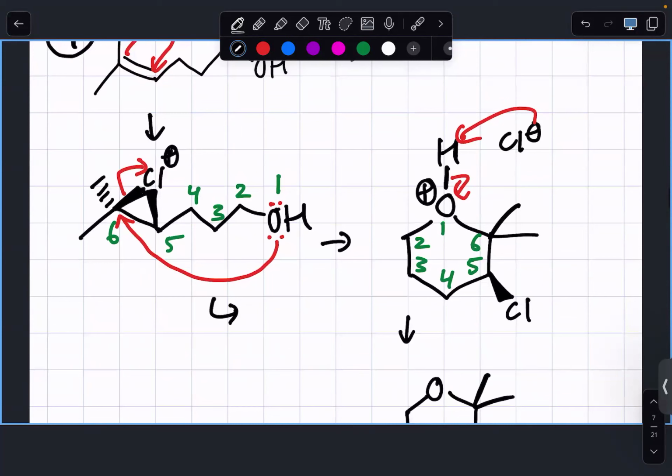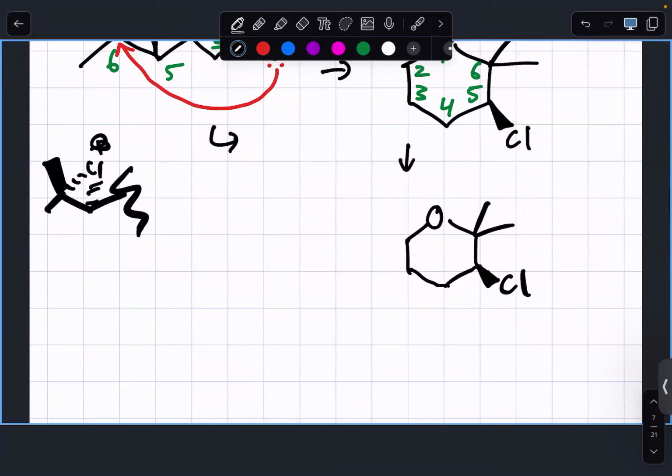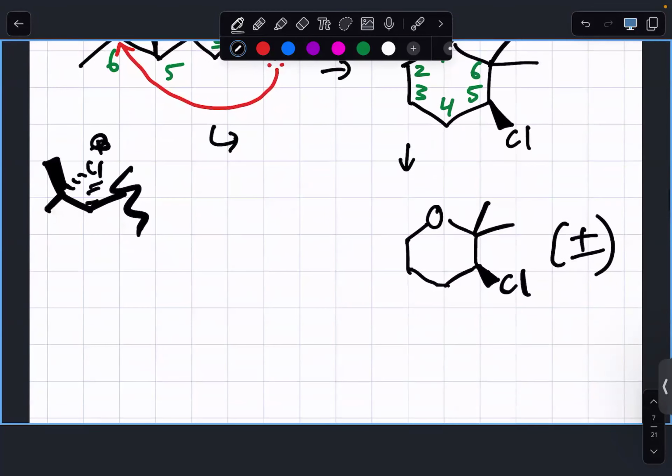Oh, so that was a choice. Yeah, no problem. You could make the chlorine wedge or dash. It could have been dash as well, like dash chlorine, and then wedge methyl. And in this case, we do have enantiomers, so we can do that symbol as well. Yeah, or plus enantiomer. That's the same thing, right?